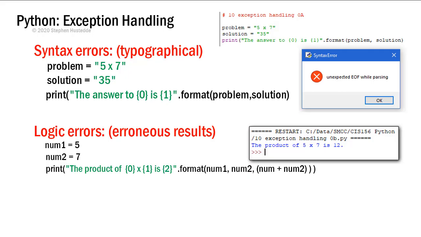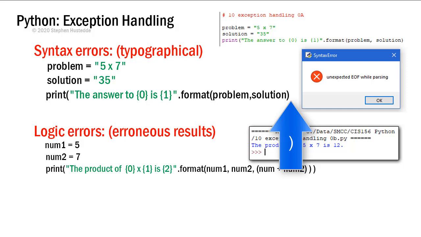Problem with errors in writing our code, and some of the errors we come across are simply syntax errors or typographical errors. In this particular piece of code here, I have a problem equals 5 times 7 as a string and solution equals 35, and I want to print those out so that would say the answer to 5 times 7 is 35. But I get an error here called unexpected EOF, and EOF means end of file, while parsing.